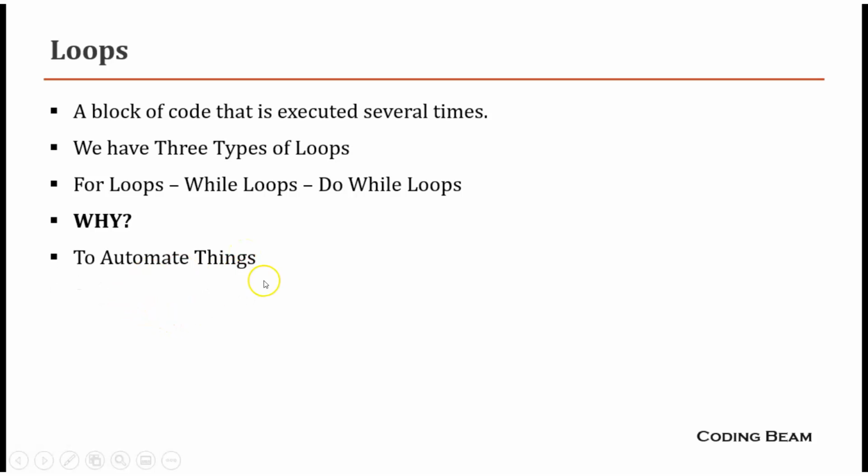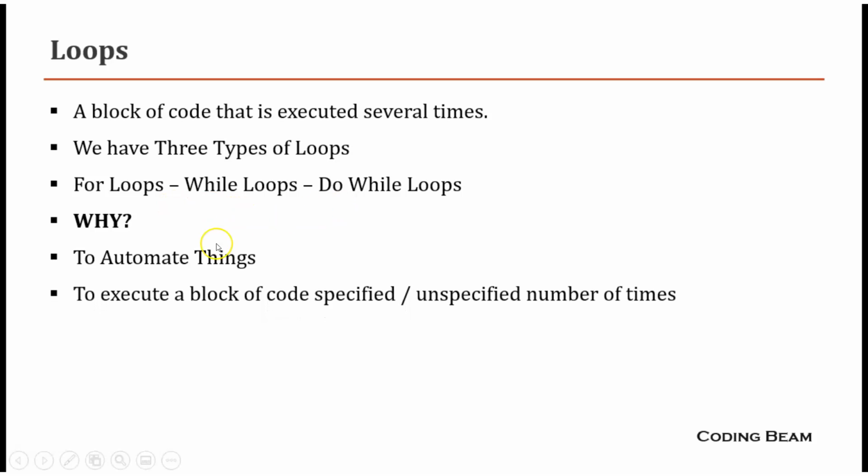So why do we need loops here? To automate things. For example, if we have to write the prime numbers from 1 to 100, we can write a for loop from 1 to 100 to print the prime numbers. If we wrote them by hand with console.log, you would see how difficult it would be. And to execute a block of code a specified or sometimes unspecified number of times, we need loops.